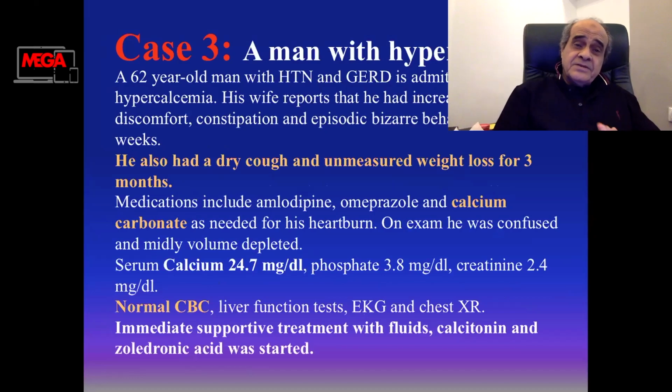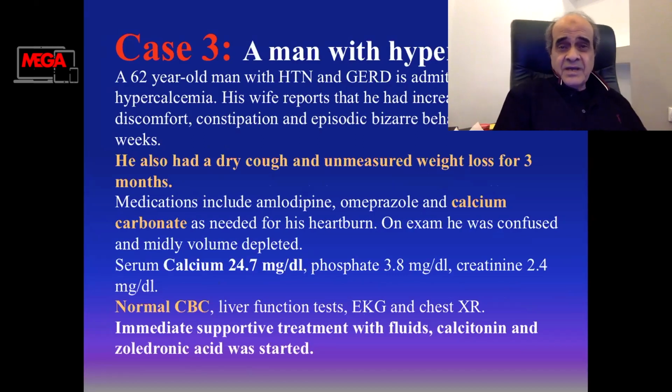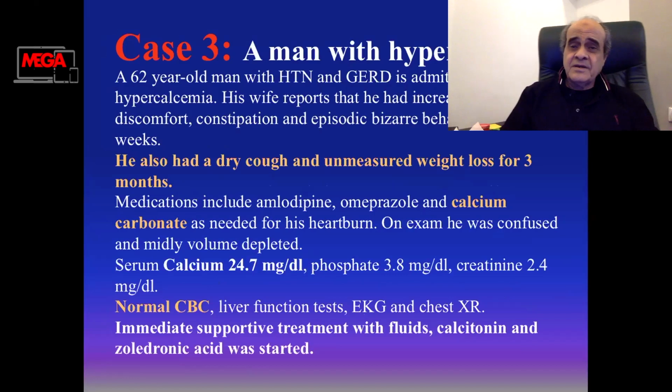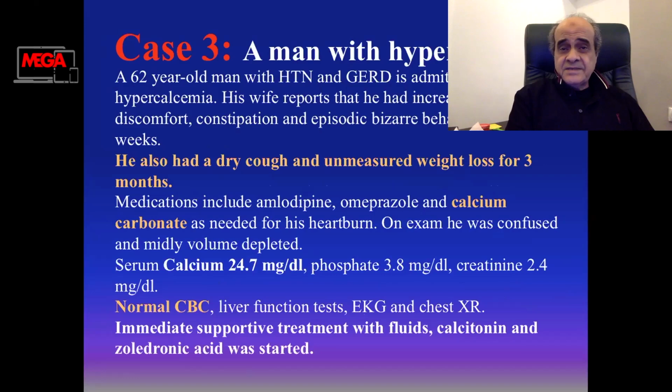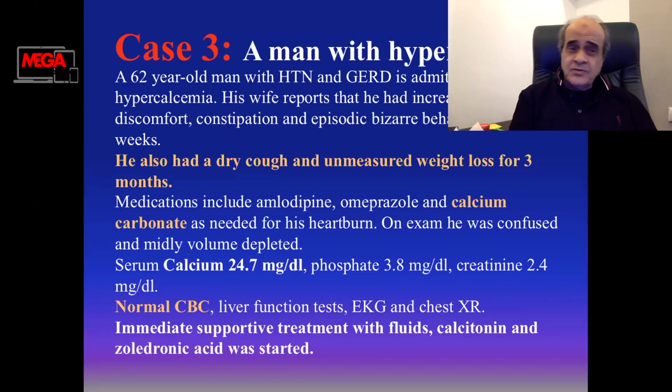The next patient we will discuss is a man with hypercalcemia, a 62-year-old man with hypertension and reflux GERD, admitted with hypercalcemia. His wife reports that he had increasing abdominal pain, discomfort, constipation, and episodic bizarre behavior for 2 weeks. He also had a dry cough and unmeasured weight loss for months. Medications include amlodipine, omeprazole, and calcium carbonate as needed for his heartburn.